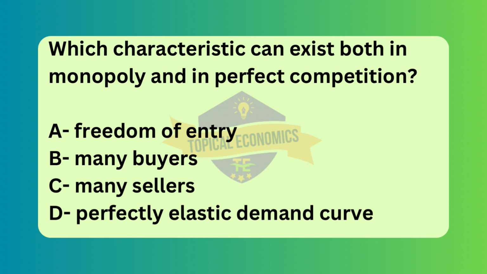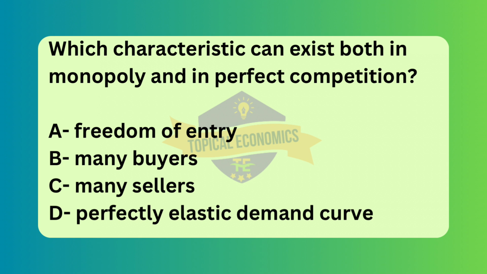The characteristic that can exist both in monopoly and in perfect competition is many buyers. In a monopoly, there is only one seller in the market, but there can still be many buyers. The presence of many buyers is a feature of both market structures. In perfect competition, there are many sellers and many buyers, and no single buyer or seller can influence the market price.